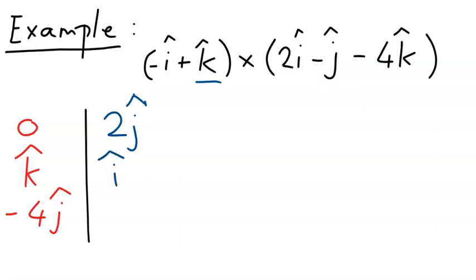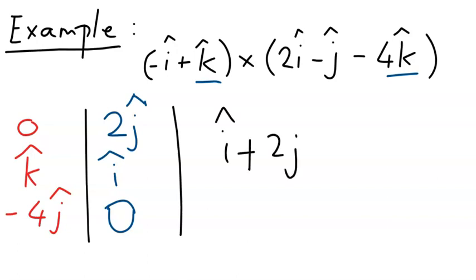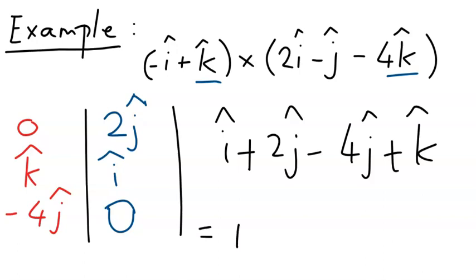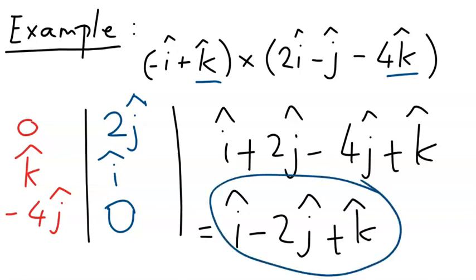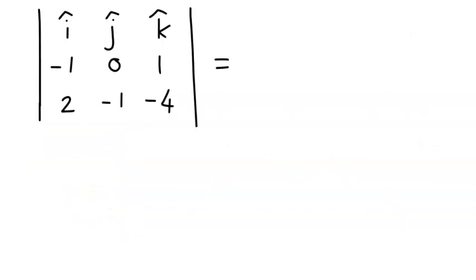And finally, k cross k is 0. So the final answer to this cross product is i hat plus 2j hat minus 4j hat plus k hat, which is i hat minus 2j hat plus k hat. So that's the answer to this cross product. Now let's do the same cross product using the determinant method.